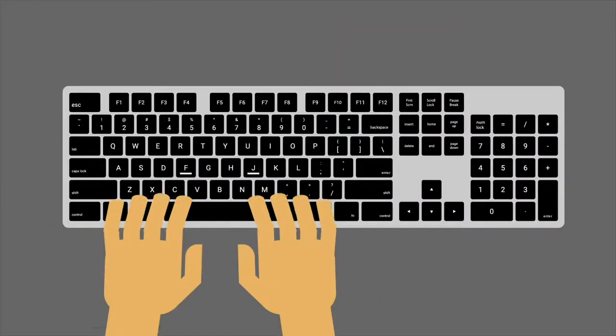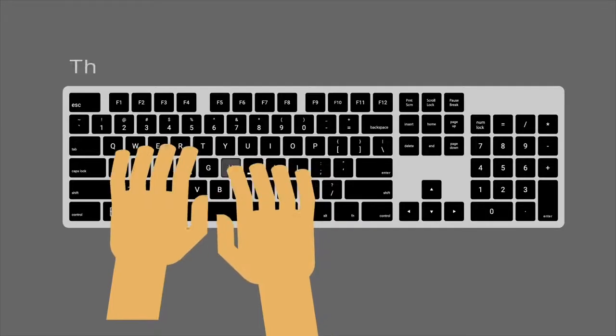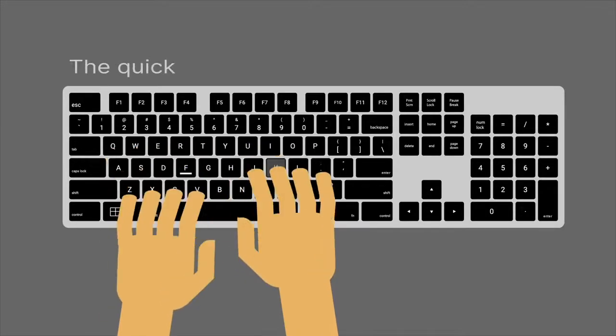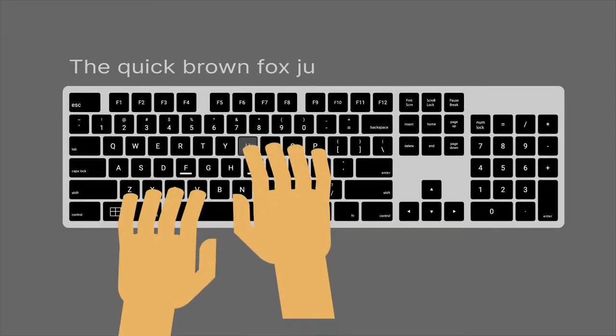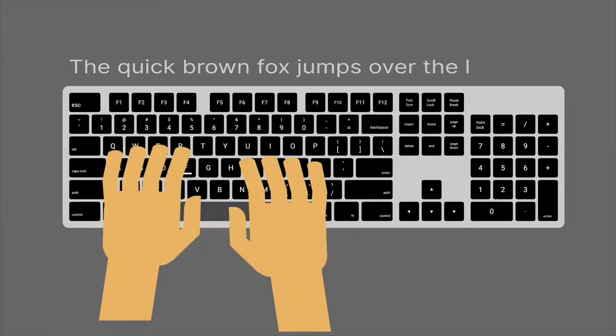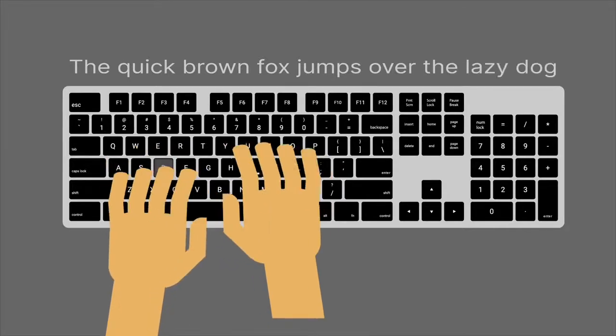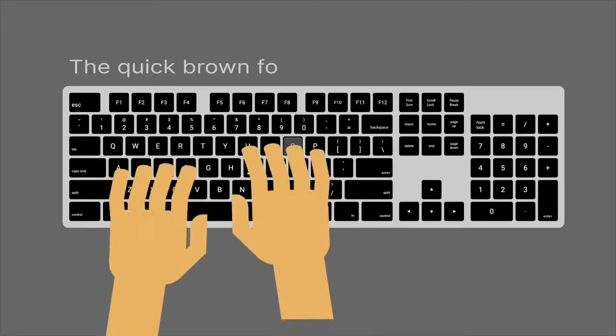Type your first sentence, starting from the home position. Type, "The quick brown fox jumps over the lazy dog." This sentence contains every letter in the alphabet, so it is a perfect sentence for practicing the correct finger positioning. Type the sentence over and over while watching your fingers to make sure they go to the right keys and immediately return to the home position.